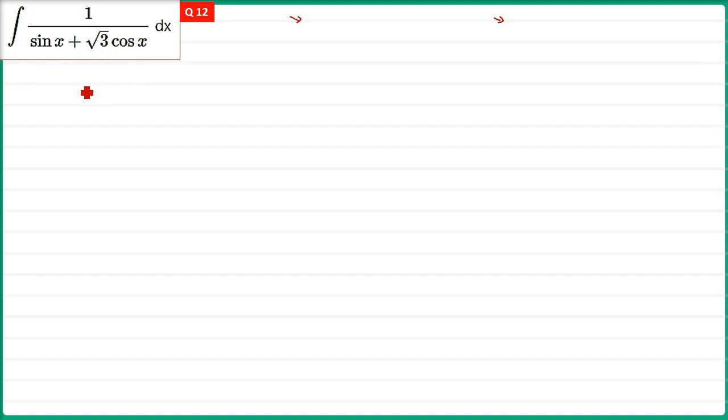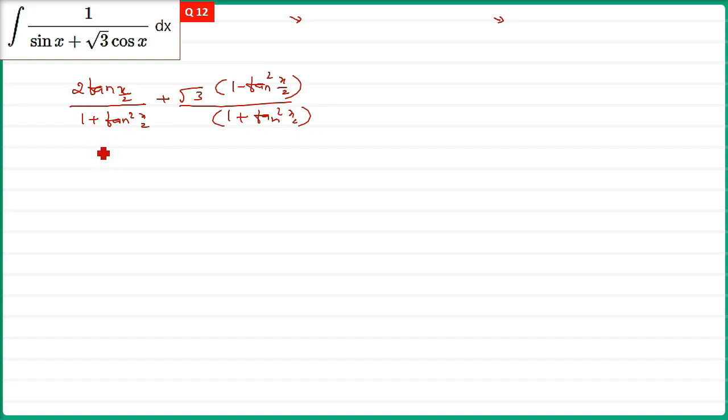We already know the formula, so we'll directly write it. Sin x is 2 tan x by 2 divided by 1 plus tan square x by 2. This is your sin x. How about the cos x? It's root 3 times 1 minus tan square x by 2 divided by 1 plus tan square x by 2. I have just replaced sin x and cos x in tan x by 2 form. So I am writing tan x by 2 as t just to make it easier to understand. I am not actually equating it right now. So 2t by 1 plus t square, where t is tan x by 2 here, and 1 minus tan square x by 2 over 1 plus tan square x by 2.